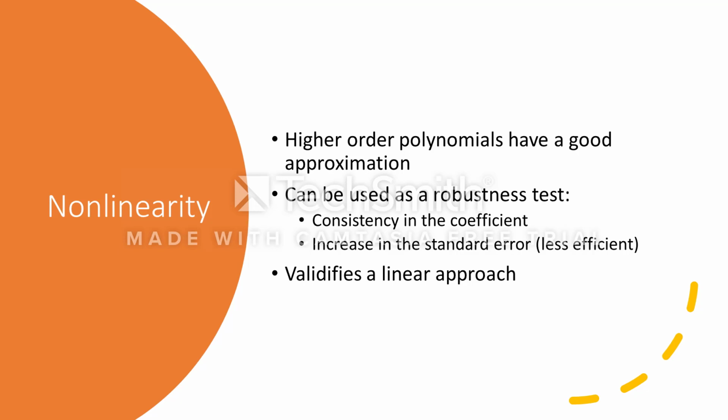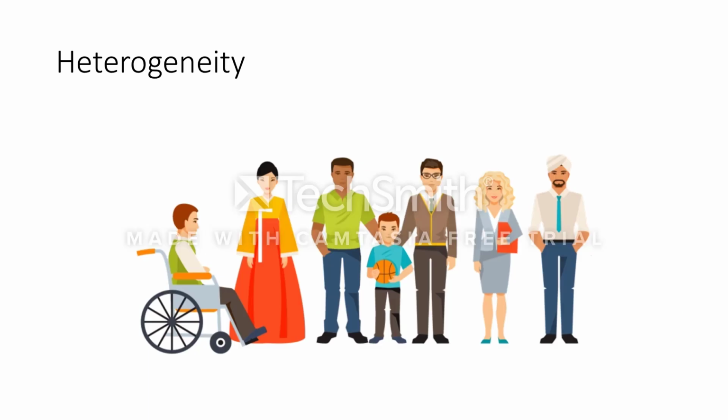Whenever the linear approximation was correct, higher-order polynomials will produce similar treatment effects, only with a larger standard error, it being less efficient. And this knowledge can be used as a robustness test when it comes to validating a linear approximation. The second topic is heterogeneity.